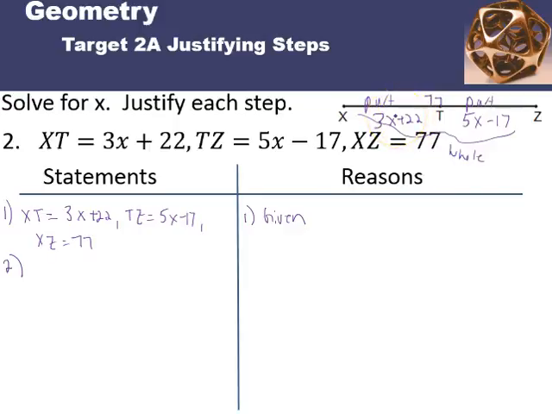So I'm going to solve this now by writing the names of the parts that I'm adding together to get the whole. The name of the first part, that 3x plus 22, is XT. Plus the second part, that 5x minus 17 part, and the name of that is TZ. And that equals the whole, and the whole is 77, which was XZ. Now I'm adding segments together, so this is the segment addition postulate.